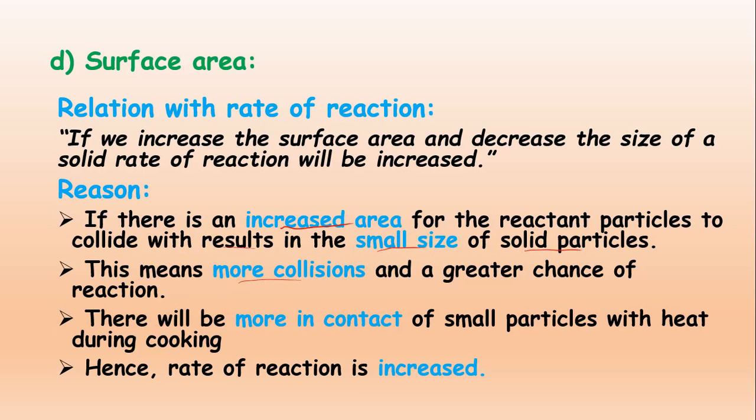the reaction. As in the class I gave the example of the large meat piece, and when you cook it, it will take a lot of time, but when you cut it into smaller pieces, then what will happen? It will take less time and the reaction will be fast. So what we are doing in that case is increasing the surface area and decreasing the size of the particles. So this means more collisions and a greater chance of the reaction.